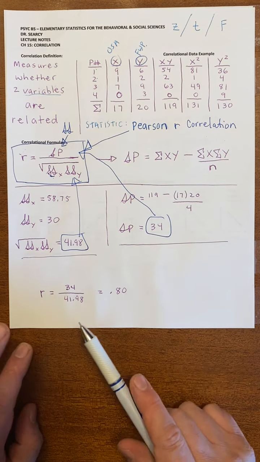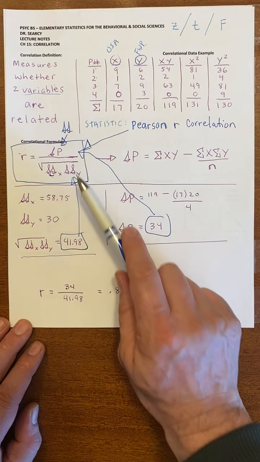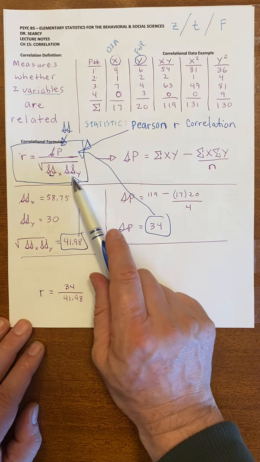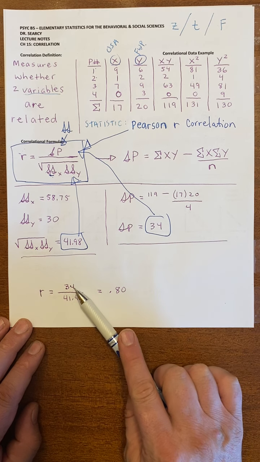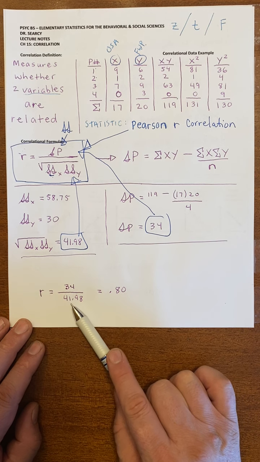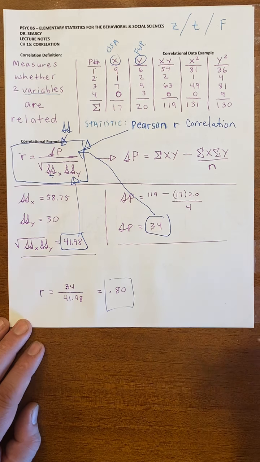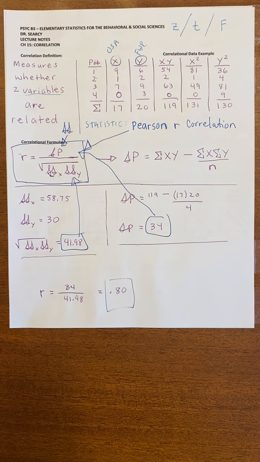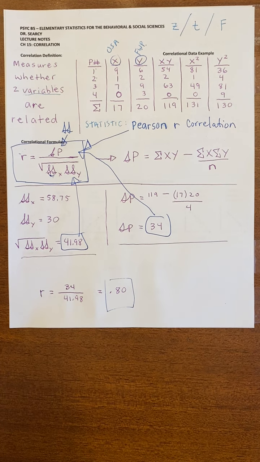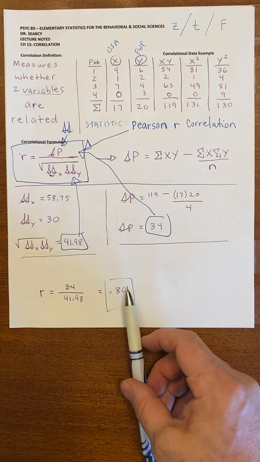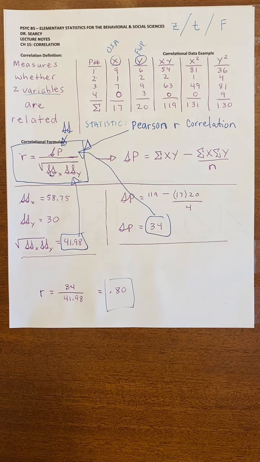Thought I forgot to do it. Okay, so here then is our R equation, right? So our SP over the square root of SSX times SSY, it ends up being 34 divided by 41.98. And this is the value that we get, 0.80, right? That is our R. Now at this point, you might be asking yourself, what does that mean? What does 0.80 mean? What do we do with that?